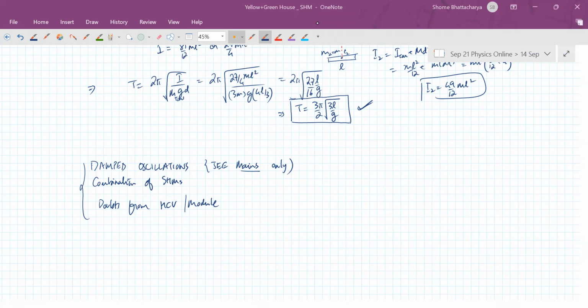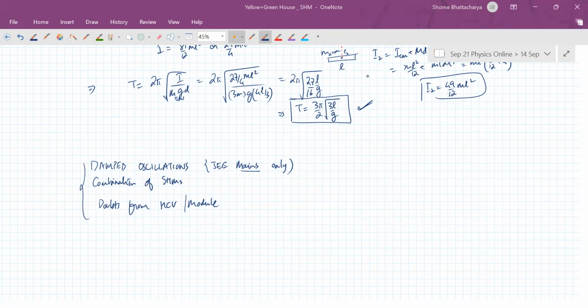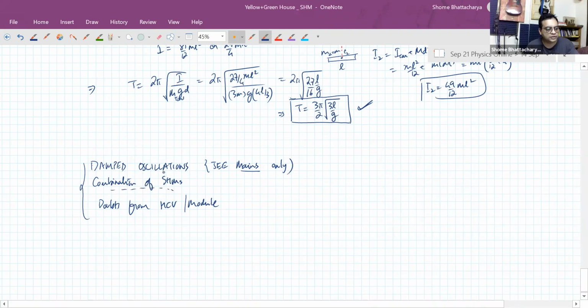Sir, combination of SHMs is also a part of JEE Mains only, right? No. This one is only damped oscillation. Combination of SHMs is part of both Advanced and Mains. Only damped oscillation is exclusively for JEE Mains. Okay.